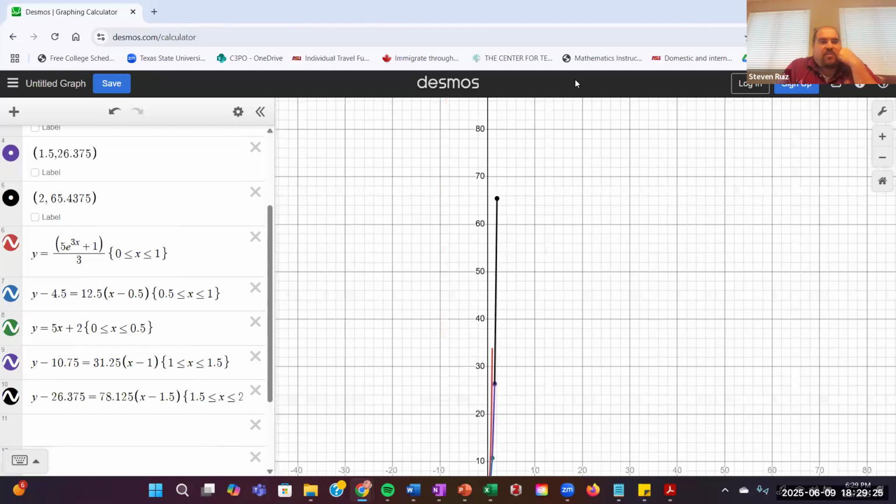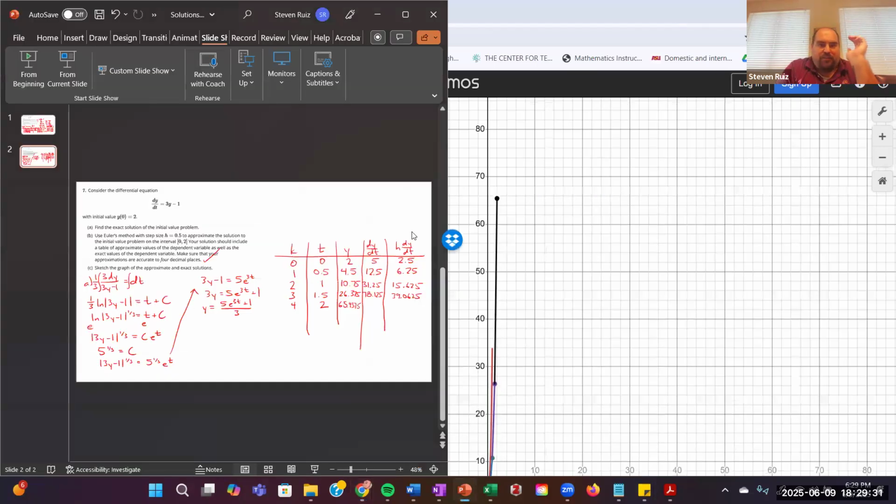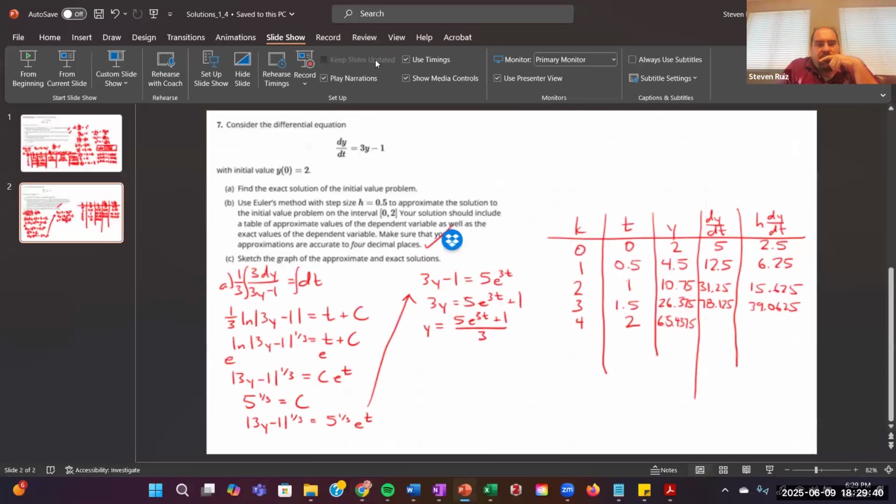All right, thanks for bearing with me on that approximation, but I thought it was valuable to show you what we were juxtaposing there. Was that everything the problem asked us to do? Sketch the graph of the approximate and exact solutions. All right, good. So that was all the solutions for the questions from 1 to 4.